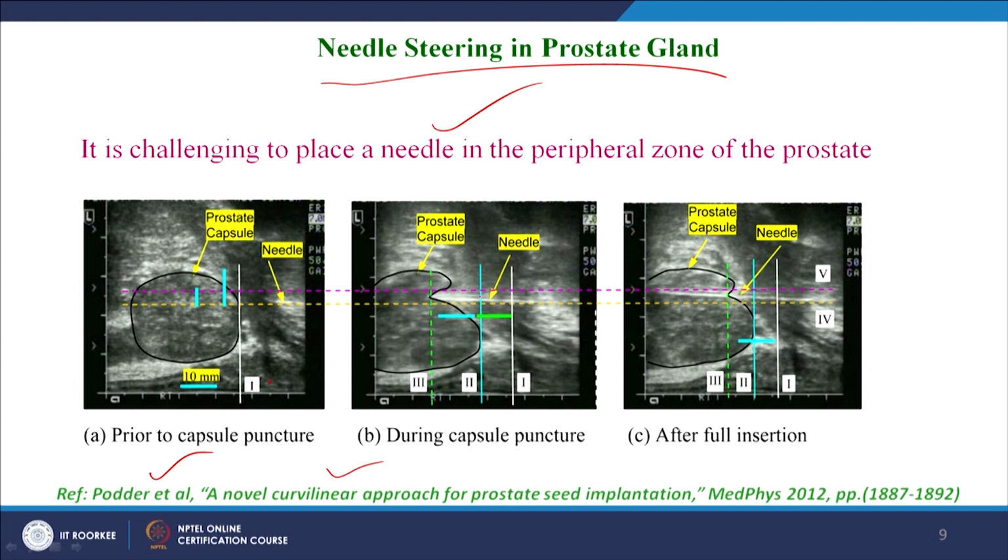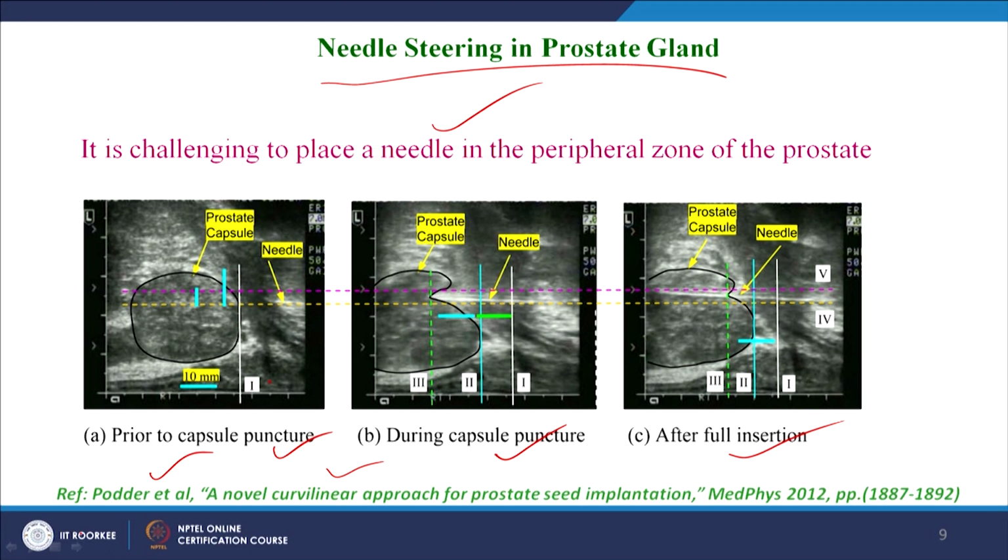Phase 2, here it is. The needle is penetrating the prostate gland, and the prostate capsule is also getting deformed by the rigid needle insertion. After the insertion it comes back to the normal shape of the prostate capsule, and you can see the needle getting inserted and going to the periphery of that prostate gland. So, you can see the capsule prior to puncturing, during puncturing, and after full insertion into the capsule of the prostate.